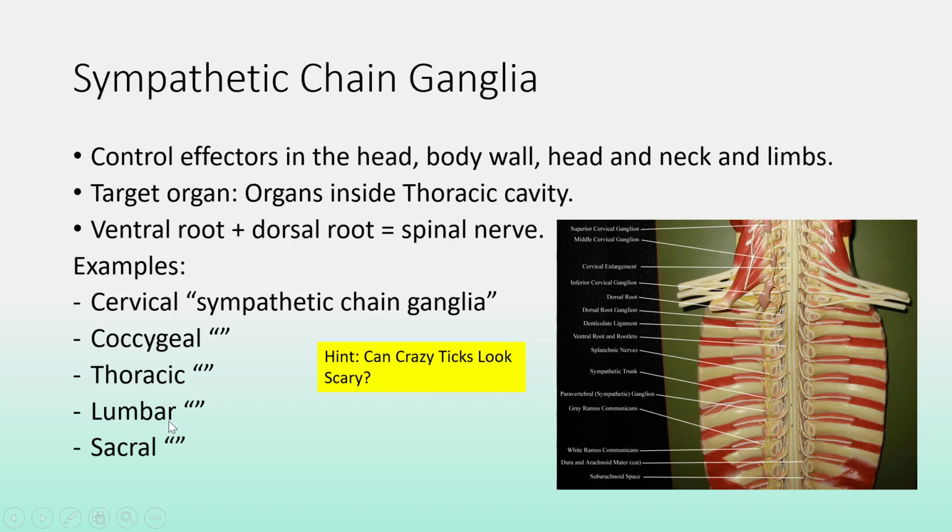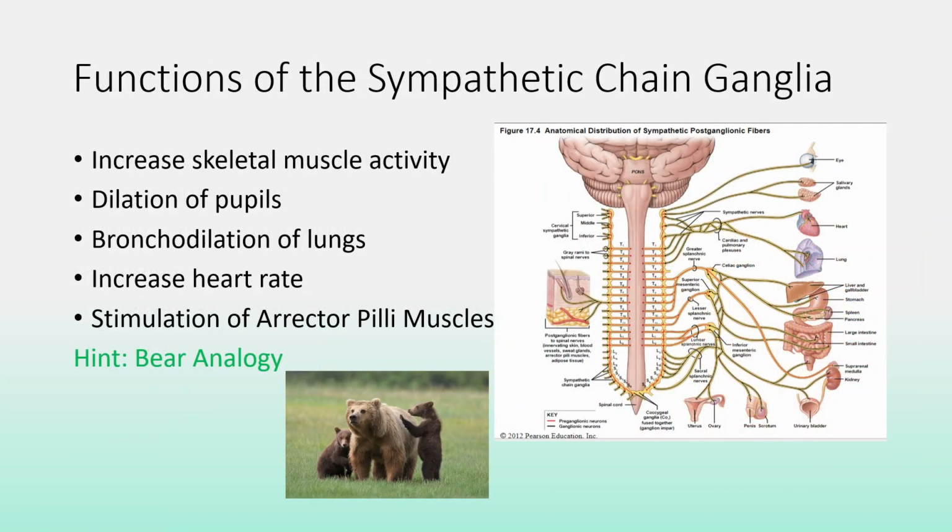So again, for these examples, the mnemonic is: can crazy ticks look scary? The functions of the sympathetic chain ganglia include increased skeletal muscle activity, dilation of the pupils, bronchodilation of the lungs, increasing your heart rate, and stimulation of the erector pili muscles.